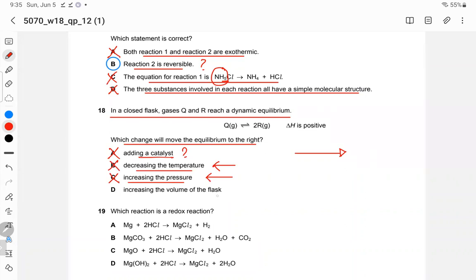Increasing the volume of the flask. Yes, because increasing the volume of the flask will actually lower the pressure, and lowering the pressure shifts the equilibrium where there are more number of moles of gas, which are on the product side. So equilibrium shifts to the right. So D is correct one.